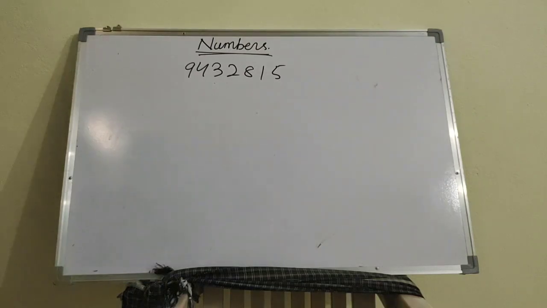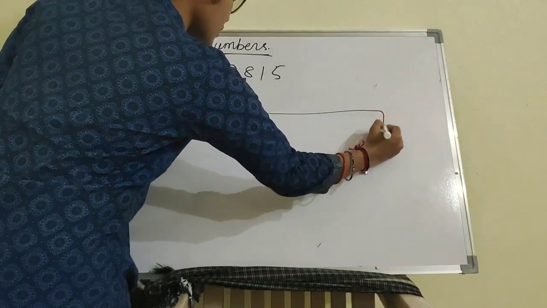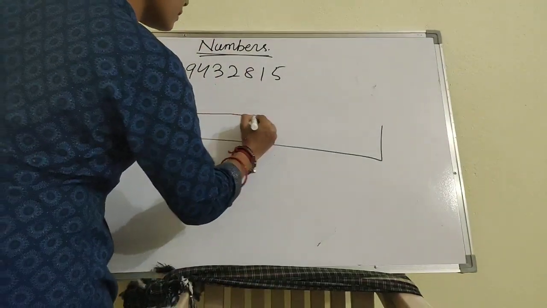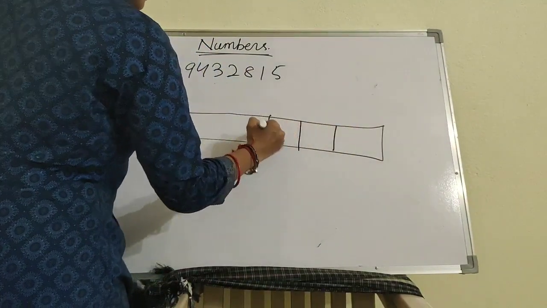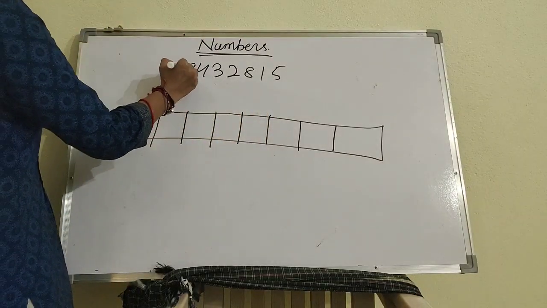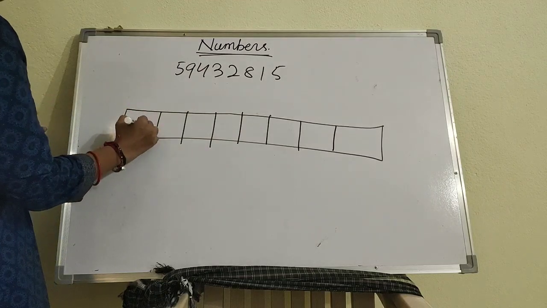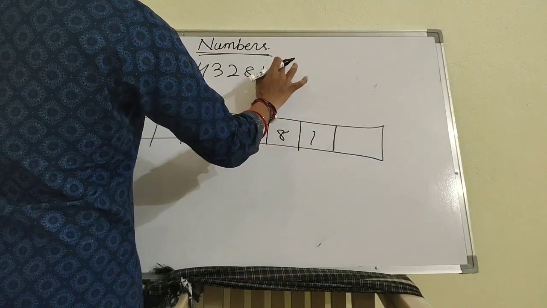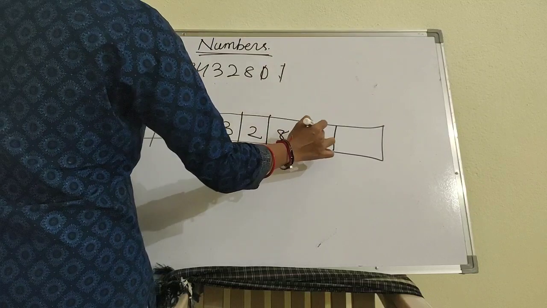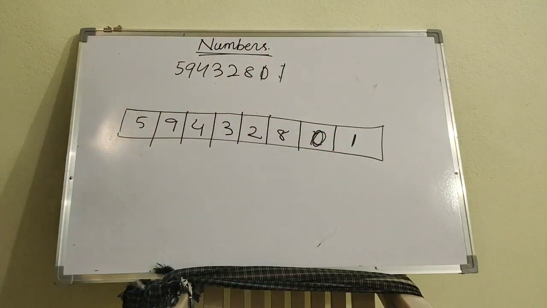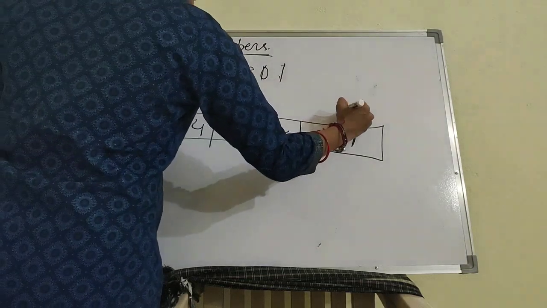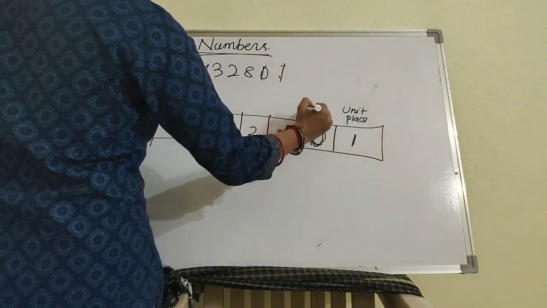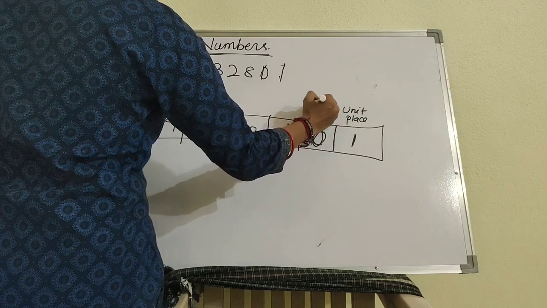Let me explain how we will calculate the place value and the face value. For that we first make a table and write the digits separately: 5, 9, 4, 3, 2, 8, 1. Here this is your ones place, the unit place, and next is your tens place, 10 to the power 1.